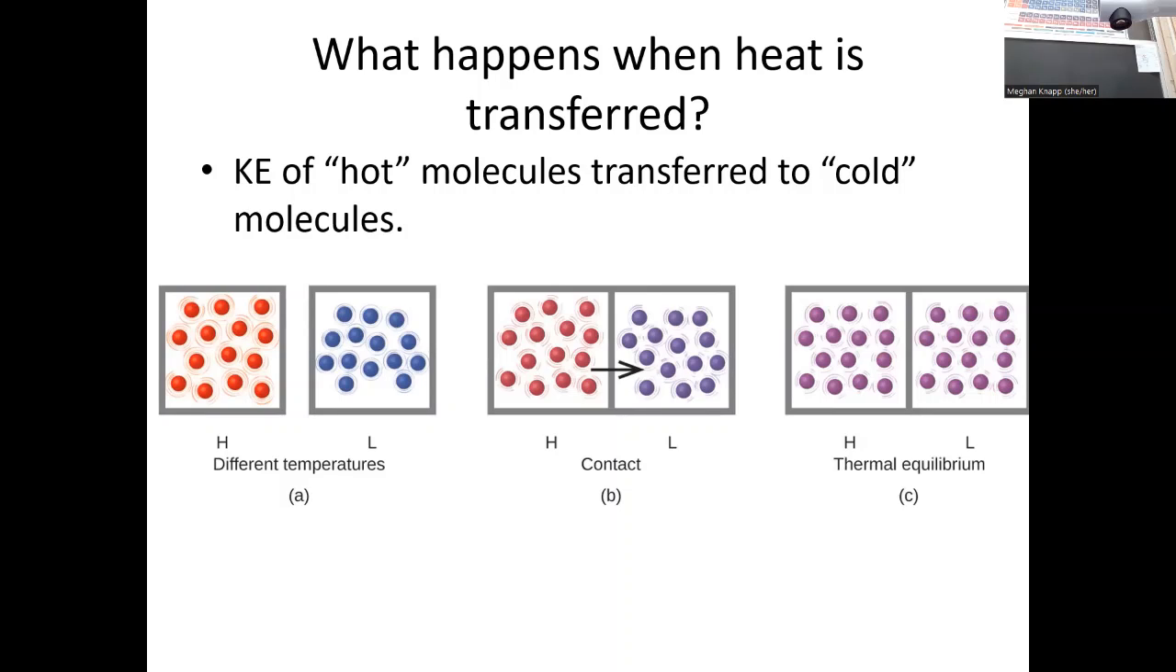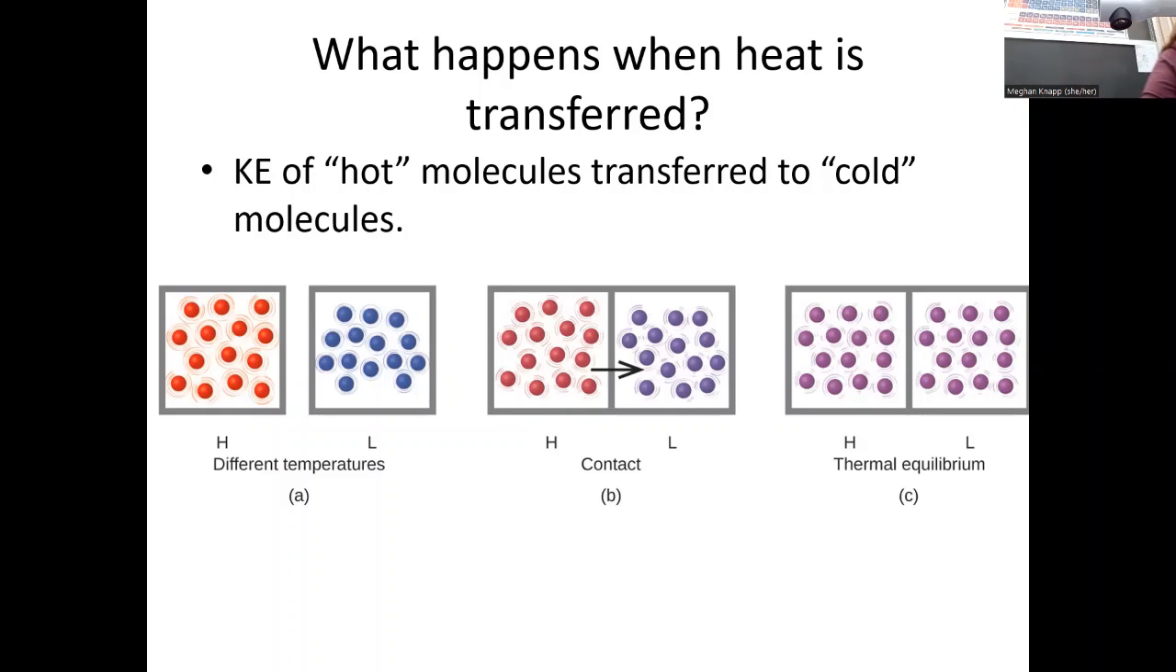So as we bring these two objects together, right at the border, the hot molecules are going to start bumping into each other, and the hot ones are going to be slowed down by bumping into the cold ones, but the cold ones are going to be sped up by bumping into the hot ones. And so that heat gets transferred from the hot to the cold until they reach what we call equilibrium. Thermal equilibrium is when we have two things that are the same temperature.